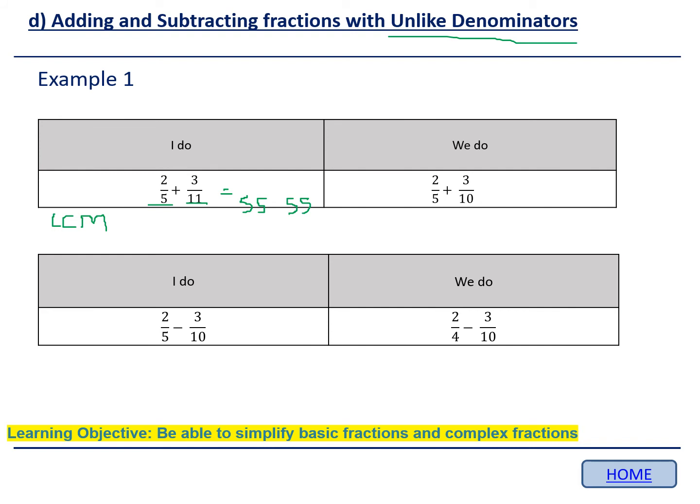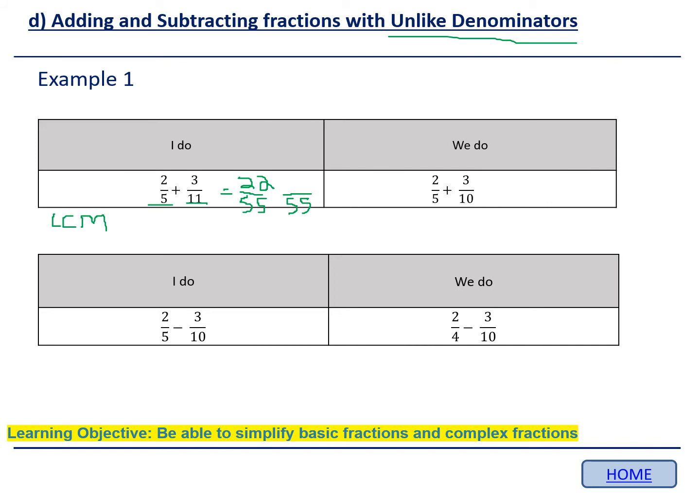Then, when we do this to our denominator, because we've manipulated the fraction to find the lowest common multiple, what we do to the denominator, to the bottom of the fraction, we must do to the top. So how do we get from 5 to 55? Well, we times by 11. So what's 2 times 11? Well, that's 22.